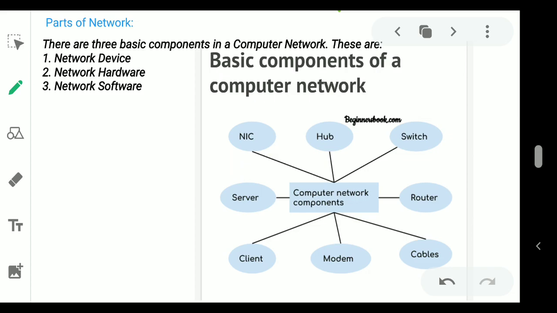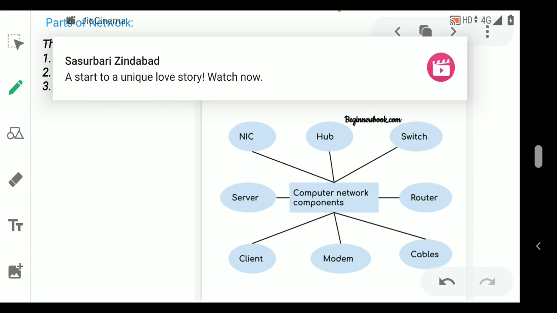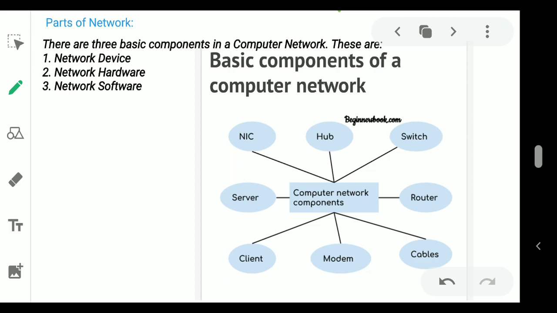What are actually the three basic things? Number one is the device through which the user can communicate. Number two are the cables or the links using which the communicating devices are connected. And number three is a set of rules that are required to transmit, receive and interpret the data.